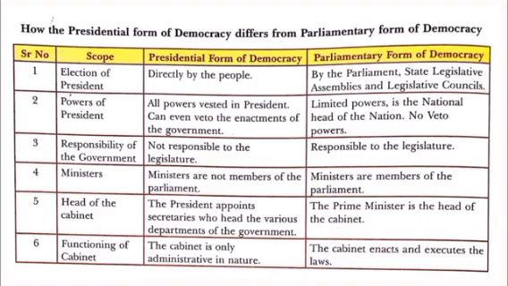And the sixth scope is that functioning of cabinet. In presidential form of democracy, the cabinet is only administrative in nature, whereas in parliamentary form of democracy, the cabinet enacts and executes the laws.